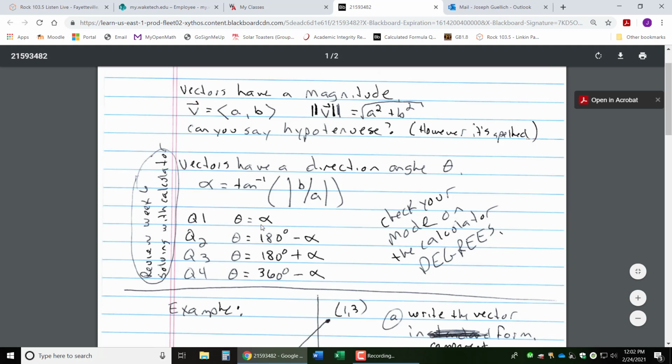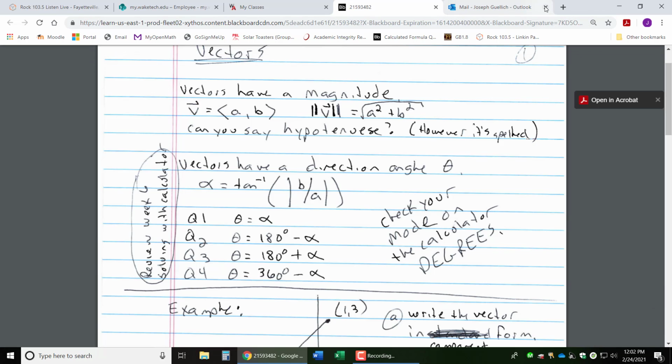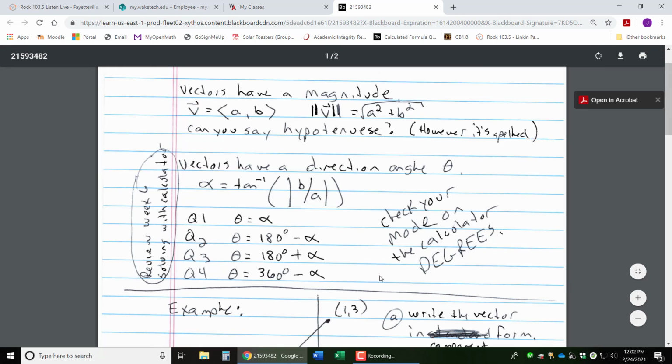Once you have that reference angle, you just do one of those add subtract things to get the actual correct angle. I think my email just chimed there. Let's turn that off so it doesn't do it again.